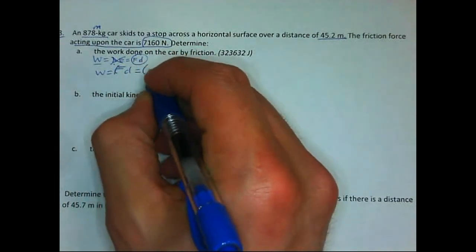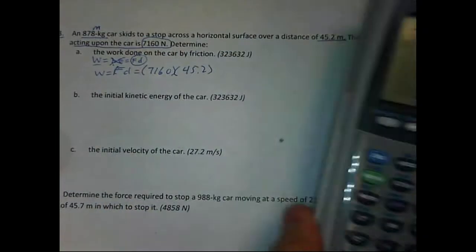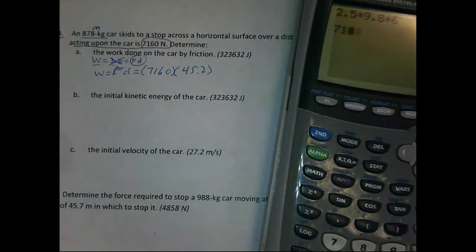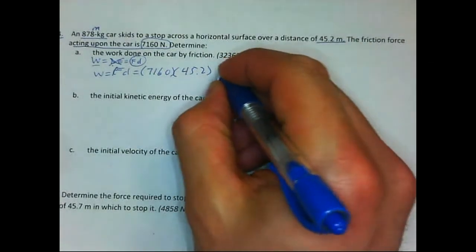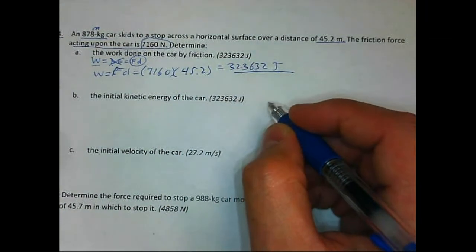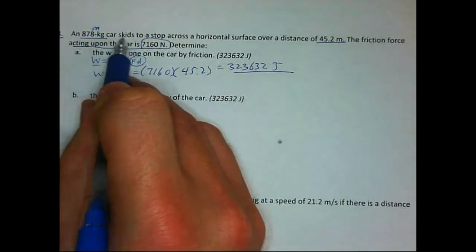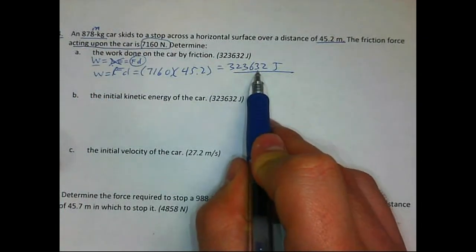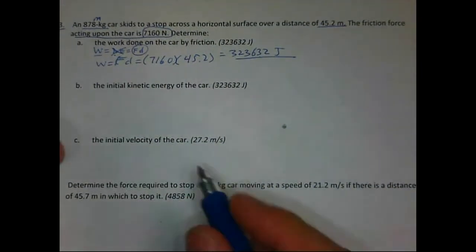Work equals FD, which equals 7160 times 45.2, and I bet that comes out with something really big, like the answer that's on there. 323632. That's how much work is done on the car by friction. Force times the distance. Which, by the way, if the car is skidding to a stop, friction did this much work, that means the car had this much energy to begin with before it started stopping.